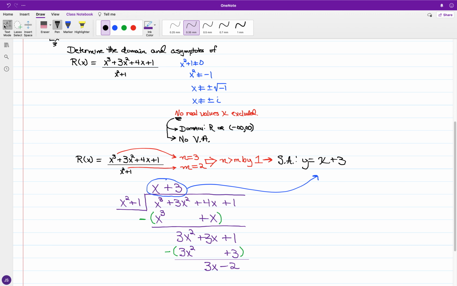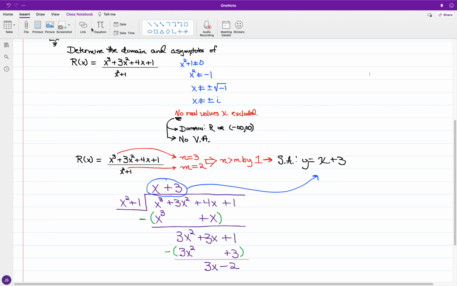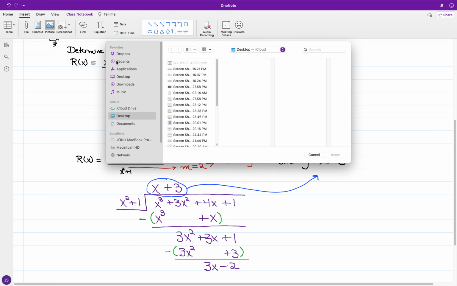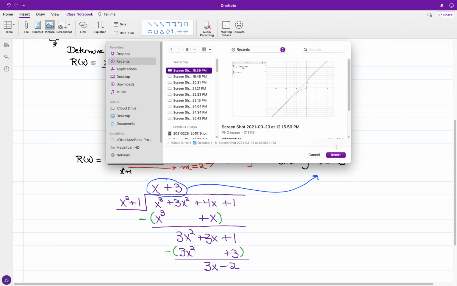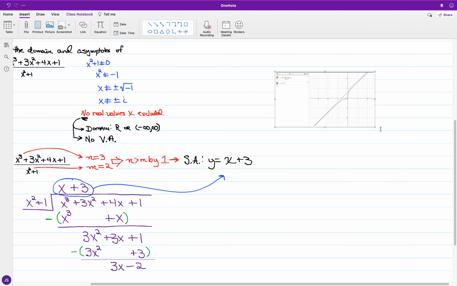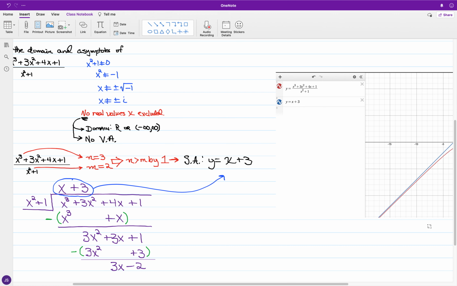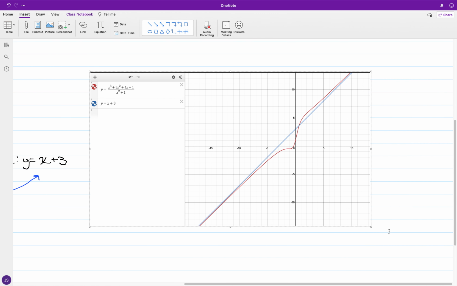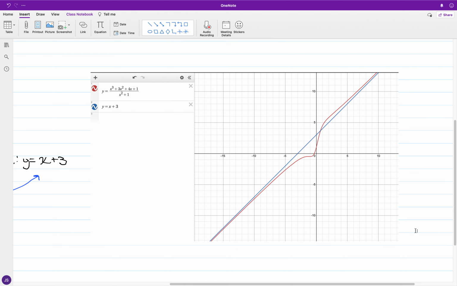And looking at what we have for this particular rational function, for the image that is going to appear, we have the graph. What I have in red is the graph of the rational function. And then we have this straight line that runs diagonally, the slant asymptote, whereupon we have y is equal to x plus 3.